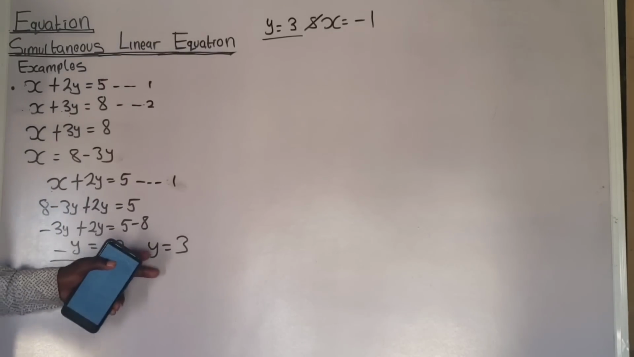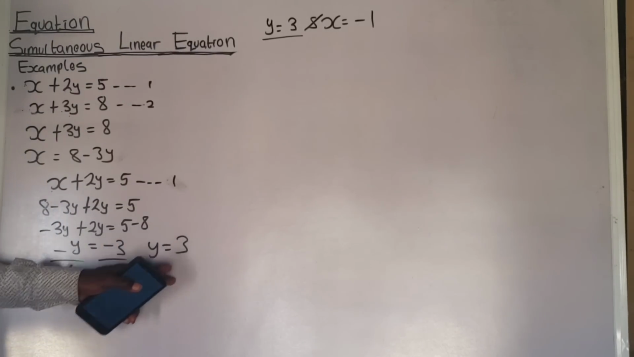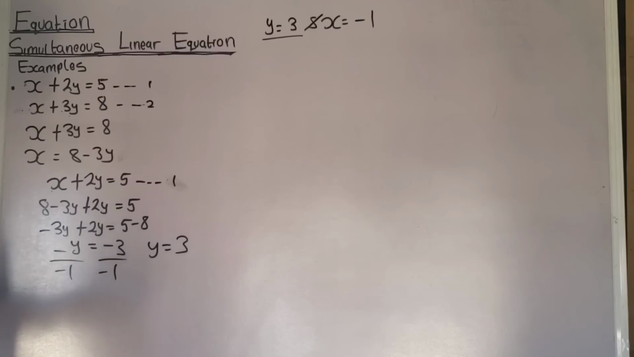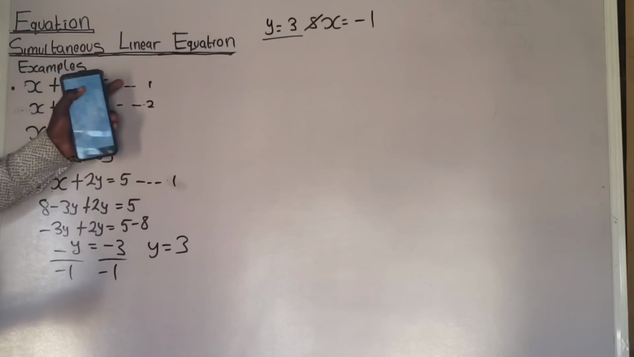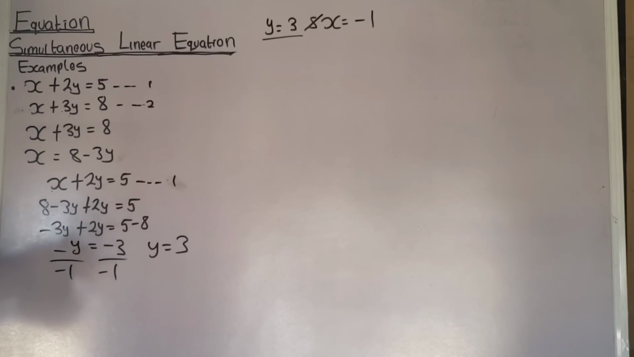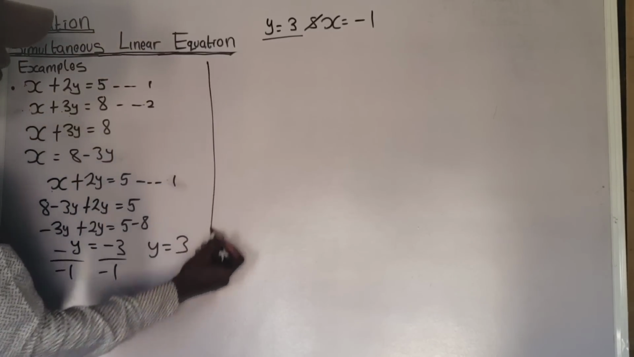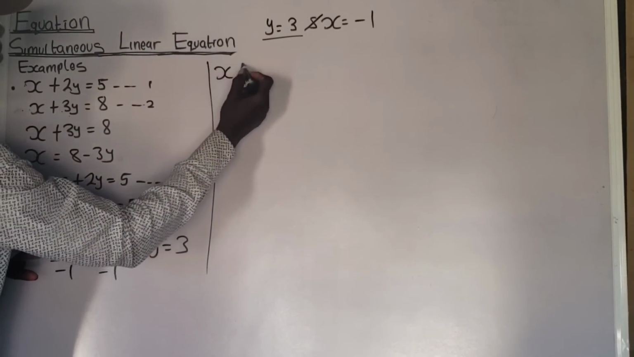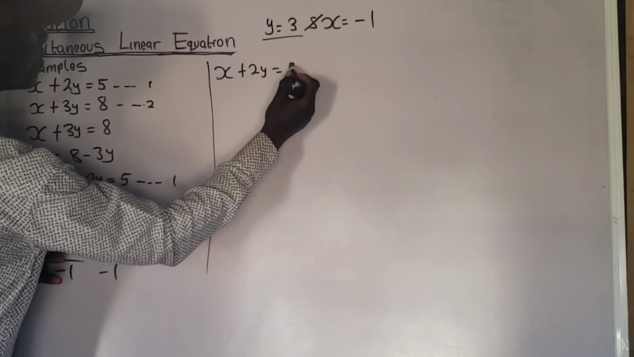Okay, so y is equals to 3. Now, we know that y is equals to 3. We can easily solve for the value of x by substituting it into any of the equations that we have. We can substitute it into equation 1 or equation 2. You understand? In this case, I'm going to use equation 1. So I'm going to have, let me just move this. X plus 2y is equals to 5.